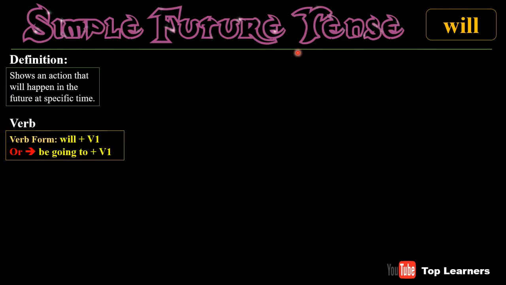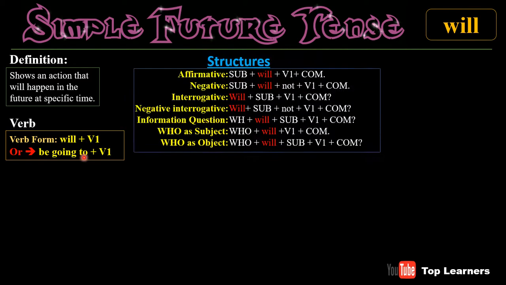For simple future there are two verb forms. There are two ways, as I mentioned before. One of them is will and the next one is be going to. So the helping verbs can be will or be going to. One way is to use will plus verb 1, and the next way is to use be going to plus verb 1. The structure for simple future, by using will, of course, is subject, will, verb 1 and complement. In this structure, will is the helping verb and verb 1 is the main verb in our sentence.